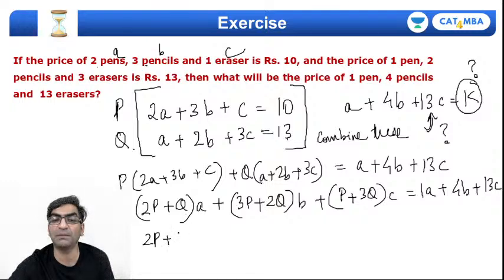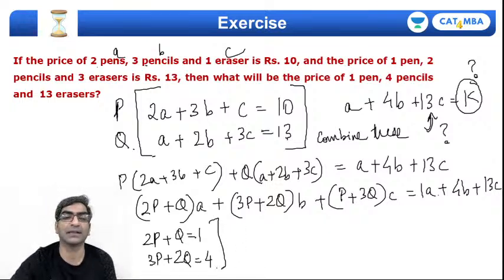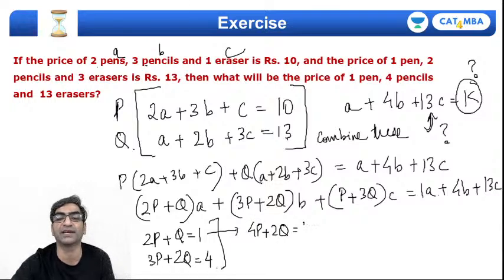So put 2P plus Q equal to 1, right? Coefficient of A equate कर लिया हमने. Similarly, coefficient of B equate करो, 3P plus 2Q should also be 4, right? Now try and solve these two simultaneously, right? मतलब इसको डबल करके सबट्रैक्ट कर लेते हैं, इसको डबल करते हैं, ये बनेगा 4P plus 2Q. क्यों डबल कर रहा हूँ? ताकि Q एलिमिनेट हो जाएगा.